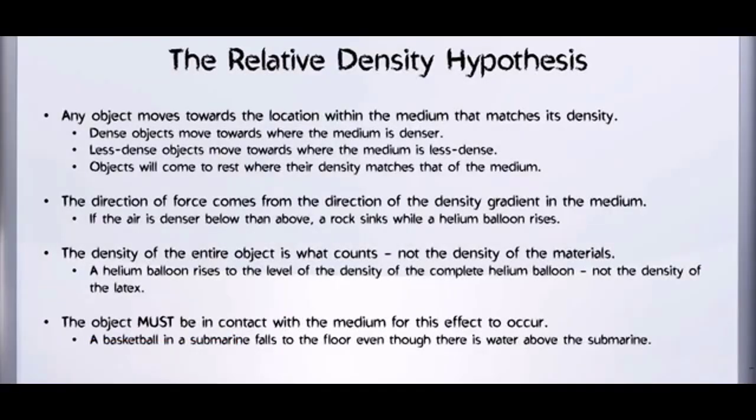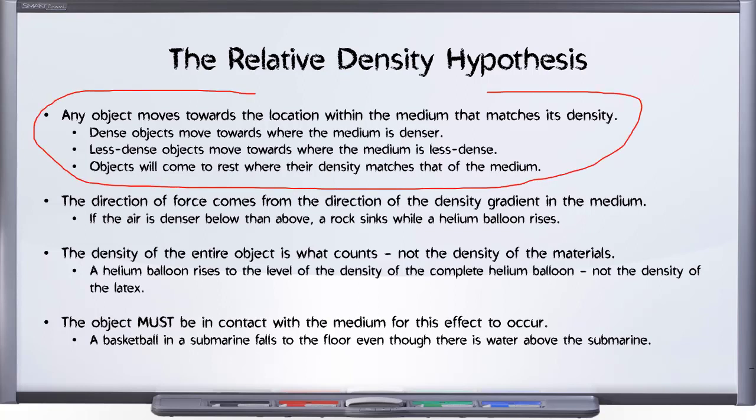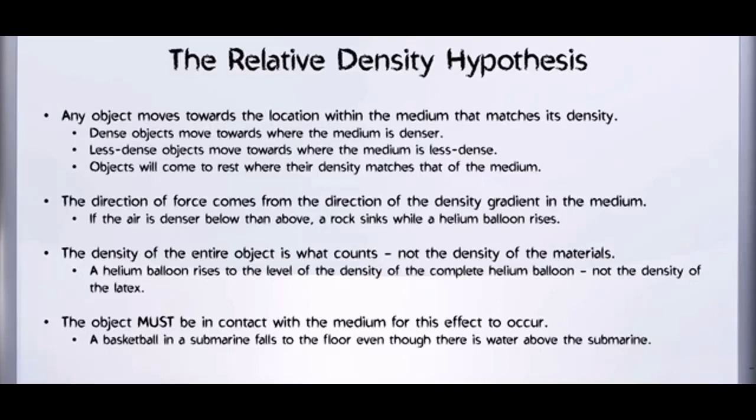Okay, so dense objects move towards where the medium is denser. Yep. And then less dense objects move towards where the medium is less dense. Yes. Okay, so this one, I think we can agree this is definitely part of the hypothesis. We'll keep that. Let's say we had a medium that had the same density.